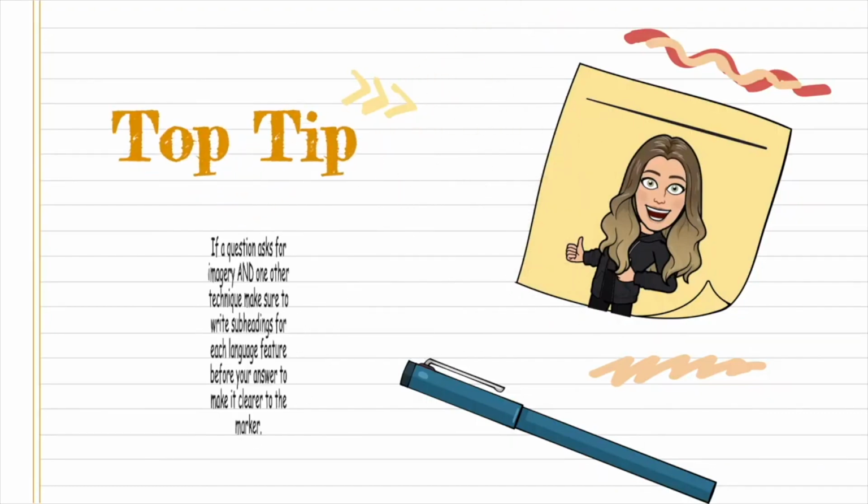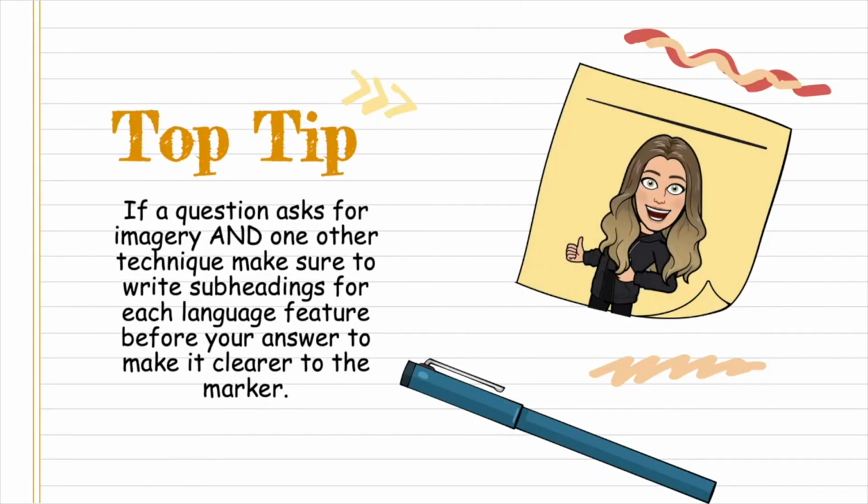Another top tip. If the question asks for imagery and one other technique, such as the previous one when there was mention of word choice, make sure to write subheadings for each language feature before your answer to make it clearer to the marker. If they're not searching for your answer, it means that they're not missing any of your great analysis, which means you're at a better chance to get full marks.